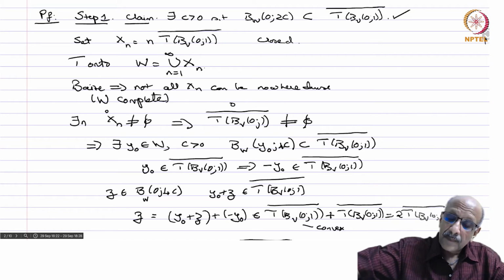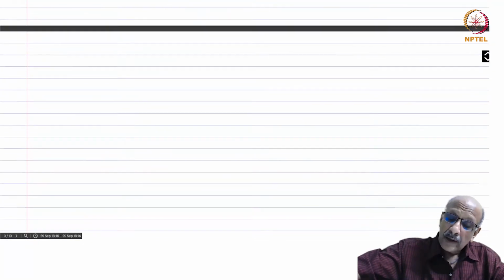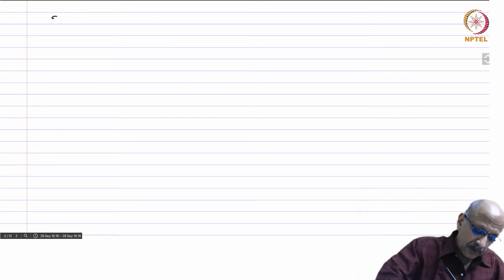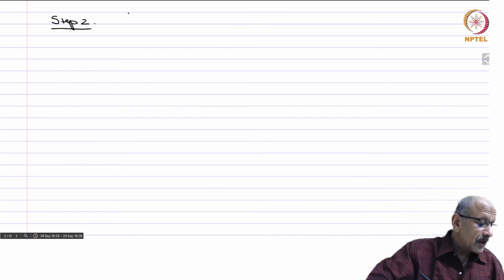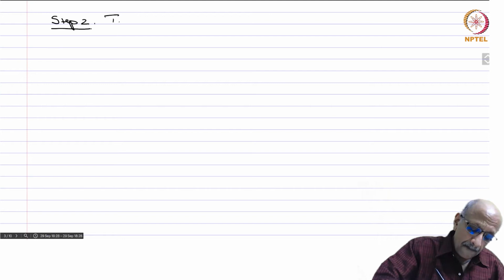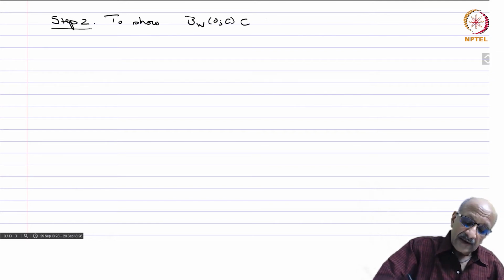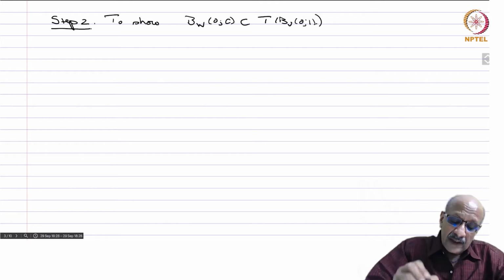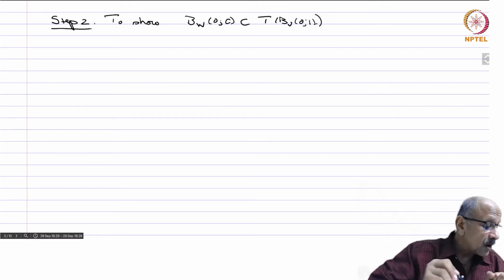Okay, so that is the first step where we have used the two hypotheses, namely T is onto and the fact that W is complete. So step 2. Now we are going to use the fact that V is complete. So to show, now we are going to show that B_W(0,c) is in fact contained in T(B_V(0,1)). So the closure, by halving the radius, we are able to remove the closure. So that is what we want to do.